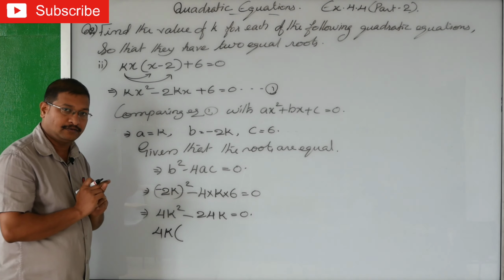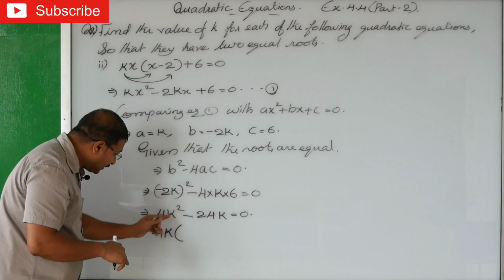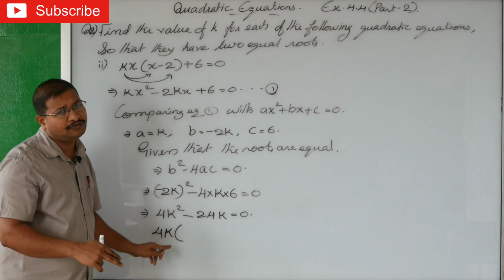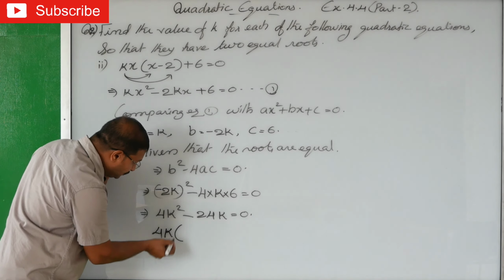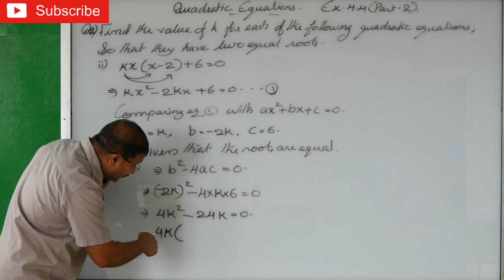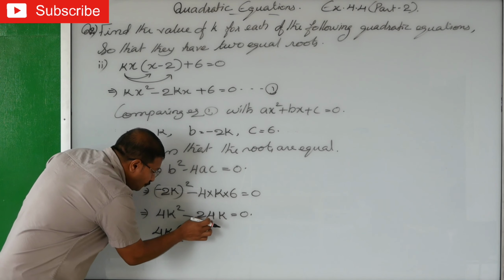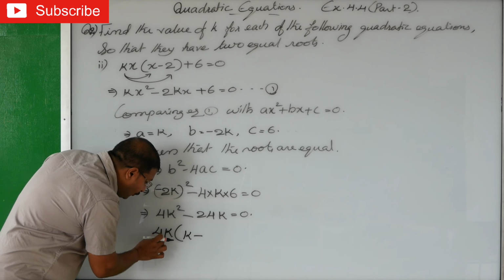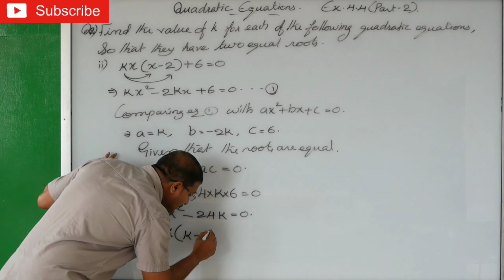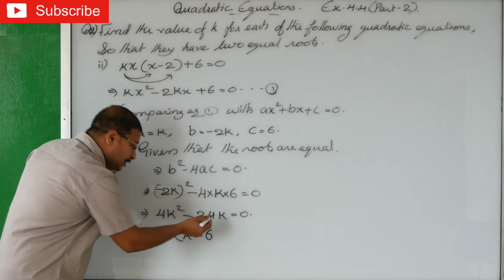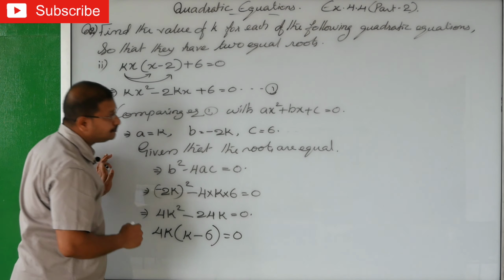take 4 outside. Now from k square, 2 times k is there, isn't it? From there 1k outside, from k also we will take k outside. That means balance, 4 is already taken out. From k square, we took 1k outside, the balance is k, minus from 24 we took 4 outside, 6 4s are 24, isn't it? That means 6 is inside. Now k we took already outside, so closing the bracket, equal to 0.